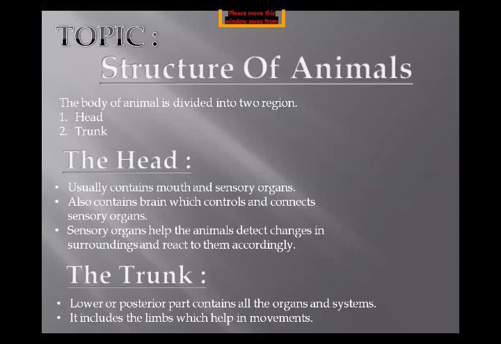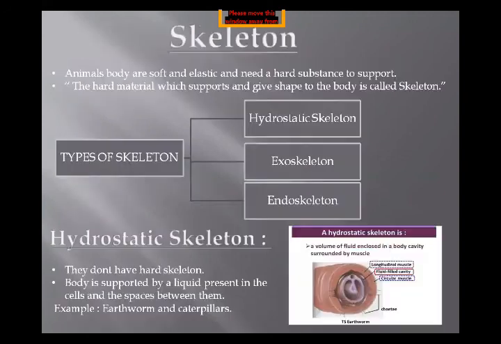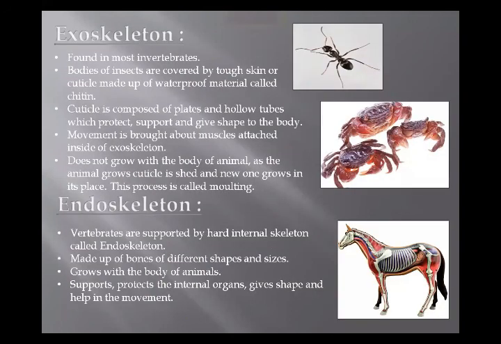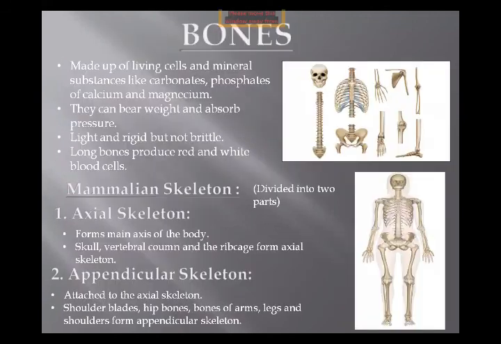The hydrostatic skeleton is made by liquid, and the exoskeleton covers the body externally. It is non-living, while the endoskeleton is present inside and it is living. And we learned about the bones, the skeleton, the joints.